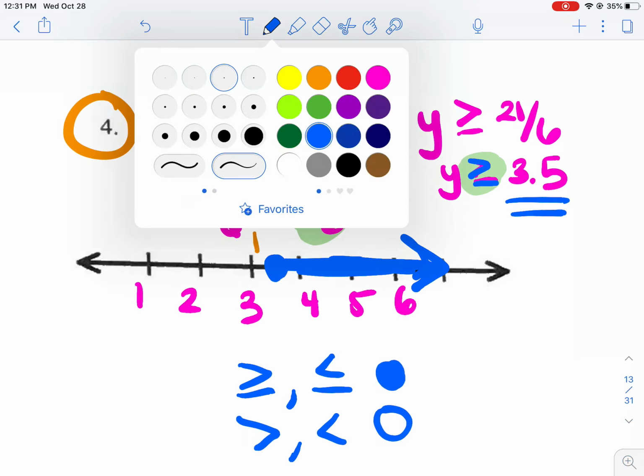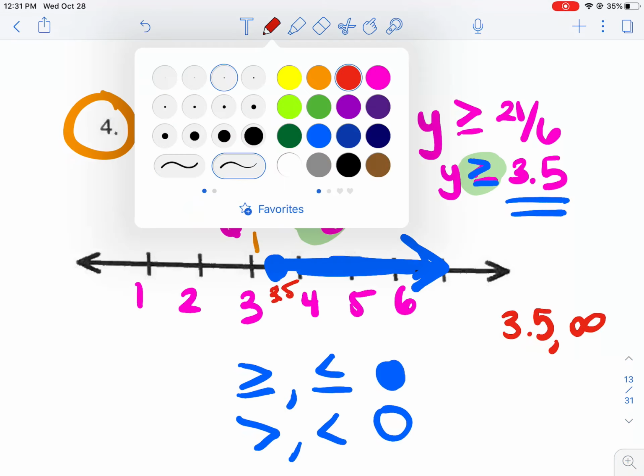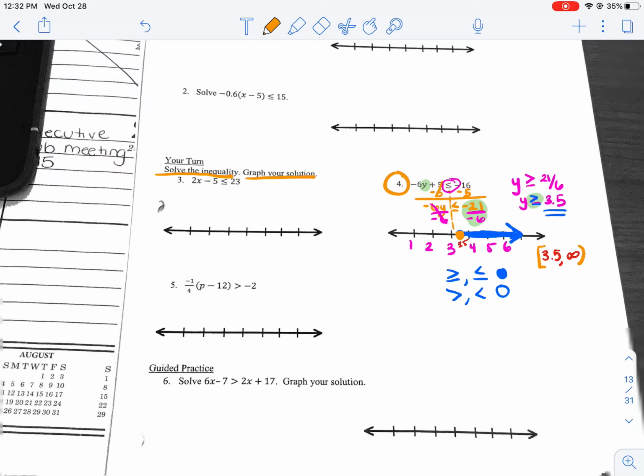Okay? Now, in interval notation, what does that mean? Well, this we said was 3.5, so I'm going to start at 3.5, and I'm going on forever, which we know is infinity. Just a reminder, infinity is always going to have a parenthesis, like a curvy parenthesis, but when we have a filled-in point, we're going to have our bracket, okay?